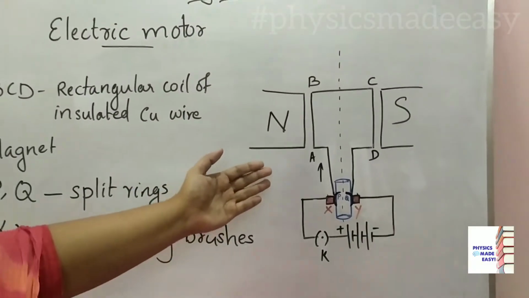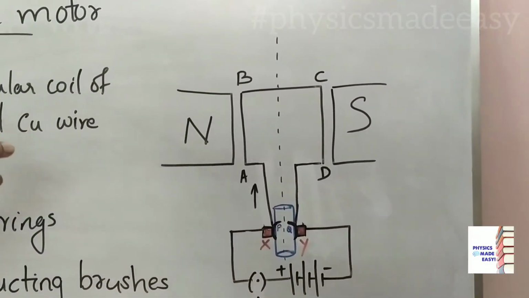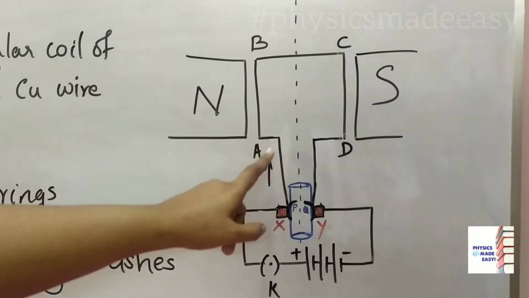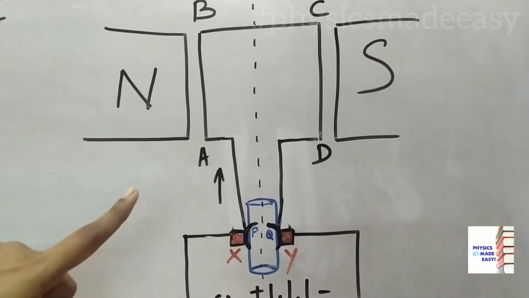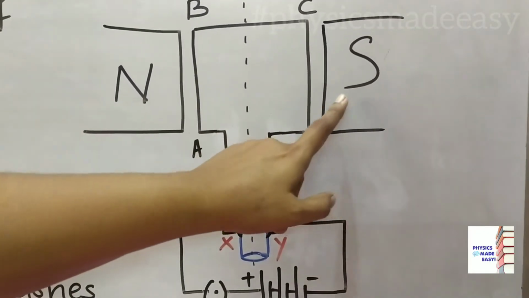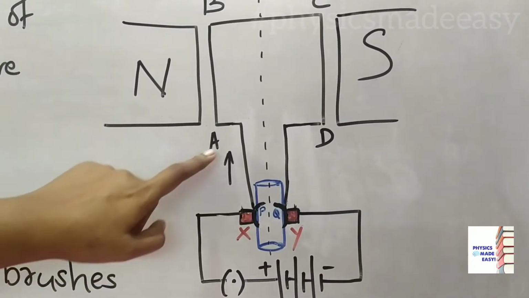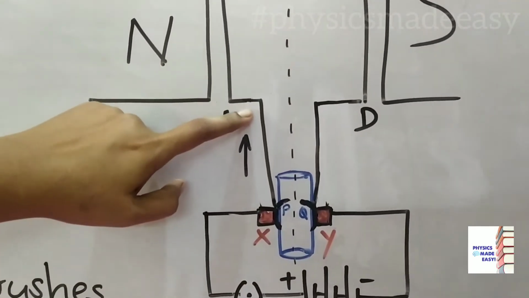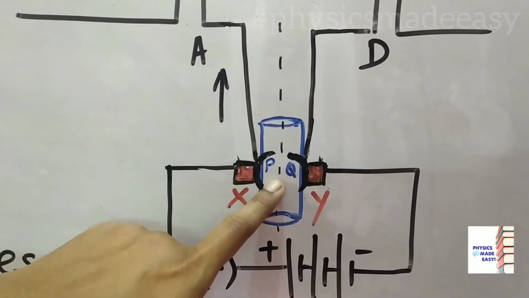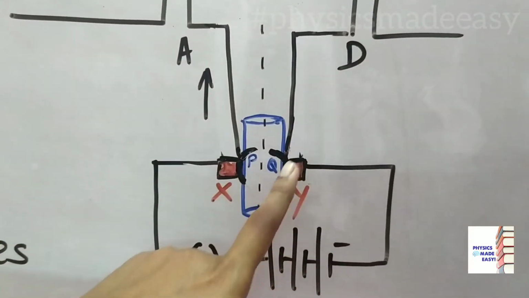Listen children, now we can discuss the parts in an electric motor. Here you can see A, B, C, D, a rectangular coil of insulated copper wire that is placed between the poles of a magnet. The end A of the coil is connected to a split ring P, and the other end D is connected to the other split ring.